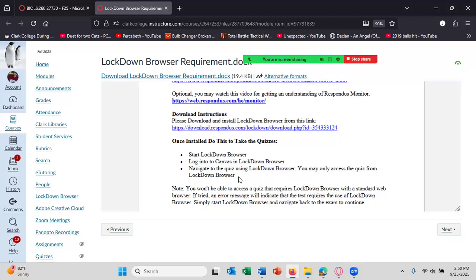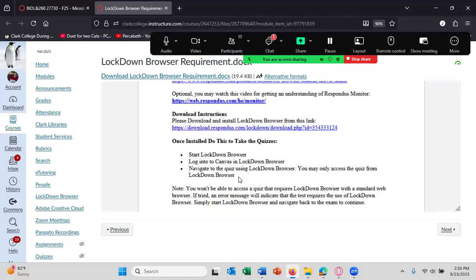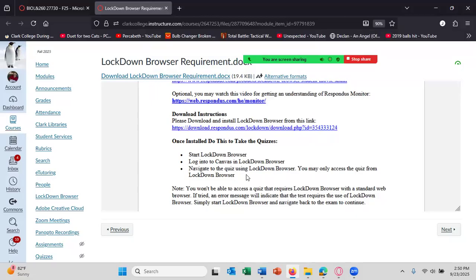and then take the exam in the Lockdown Browser. If you take the exam in a regular web browser like Mozilla or, I don't know, Internet Explorer, you cannot take the quizzes. They will only run in the Lockdown Browser, and you'll get an error message if you take it in the regular web browser.